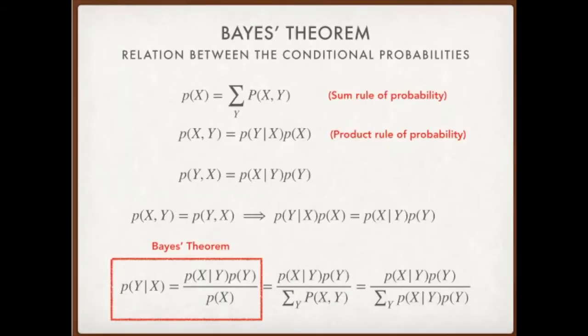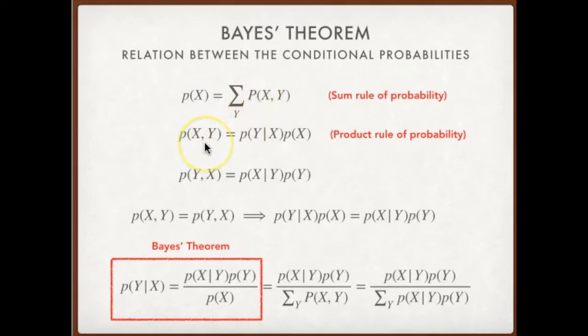The sum and product rule of probability can be used to derive Bayes' theorem, which is a central theme in pattern recognition and machine learning. Revisiting the sum rule, we can see that the marginal probability of x can be written as the sum over y of the joint probability of x and y.